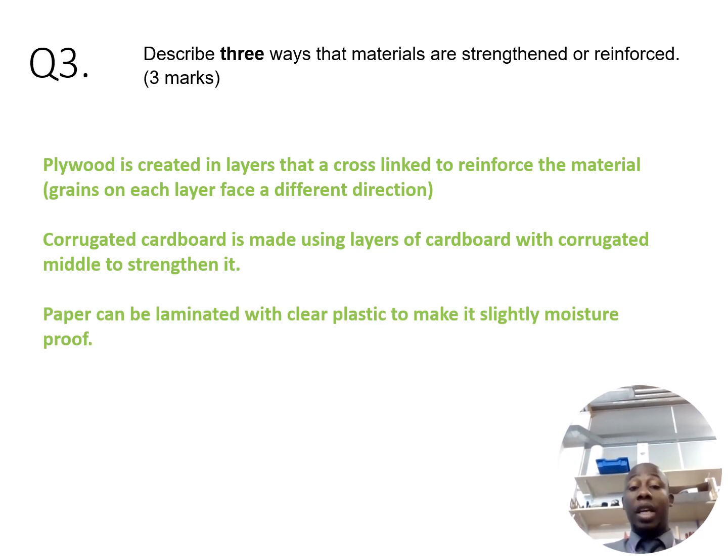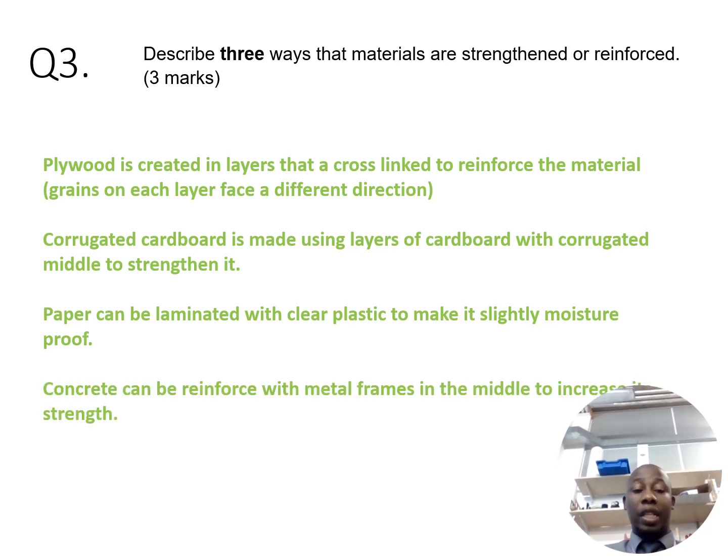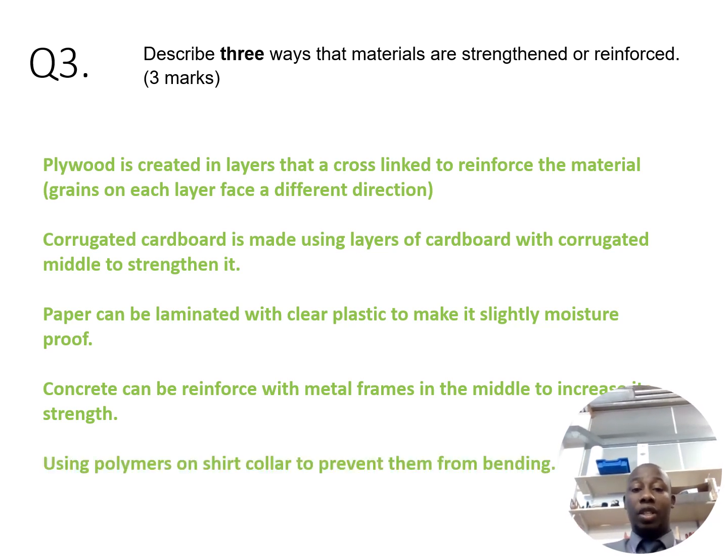Paper can be laminated with clear plastic to make it slightly moisture proof. We've seen this in classrooms. We've got worksheets that are laminated paper, so that we can write on top of them, we can wipe it up, and then it doesn't get destroyed very easily. But also when we look at buildings, we know a lot of buildings use concrete, so concrete can be reinforced with metal frames in the middle to increase its strength.